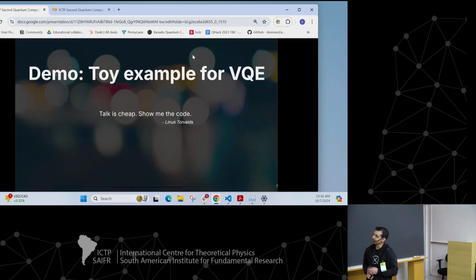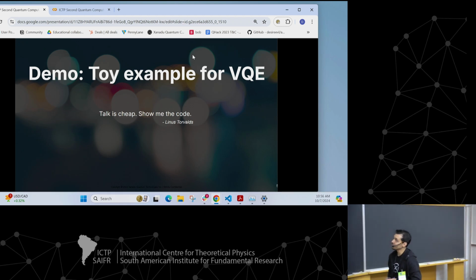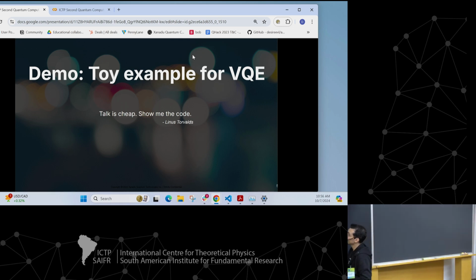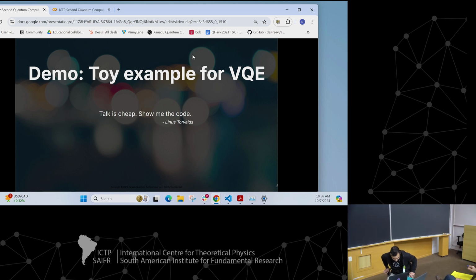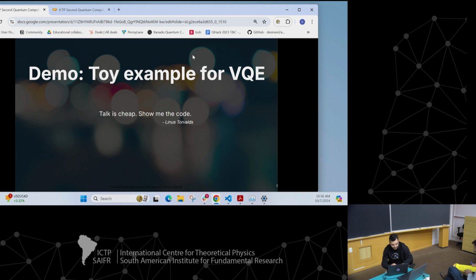All right, so that brings us to the demo. If you have access to the Jupyter notebook that was shared, I would invite you to open it if you want to follow along. And we'll try to do this.